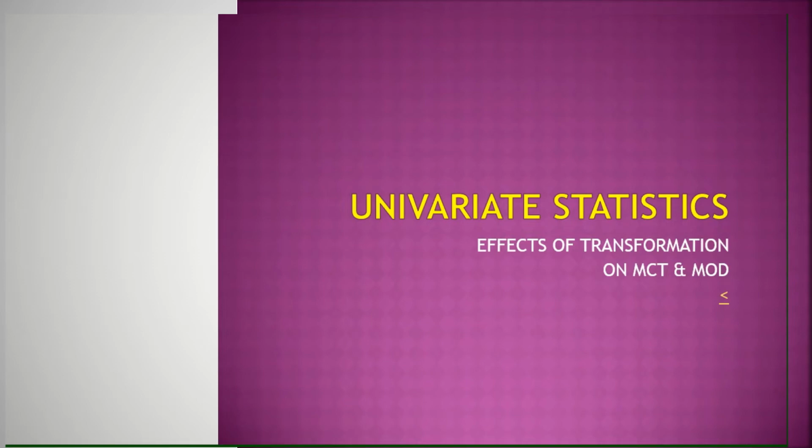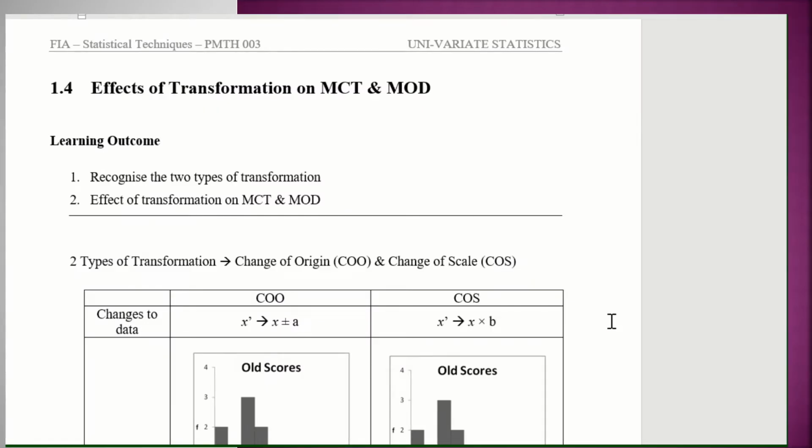Hi, welcome back. Now we are going to continue with 1.4 of univariate statistics, which is the effects of transformation. So if we look in your manual, we are here at 1.4. So let's look at our learning outcomes for today. There will be two types of transformations that you will be looking at. One is COO, which is change of origin, and one is change of scale. All right, we'll be looking at two types of transformation.